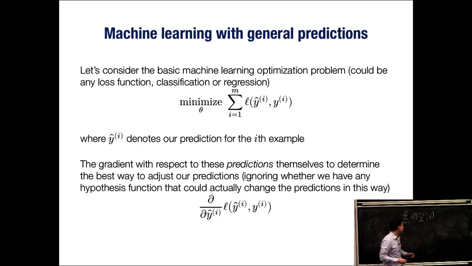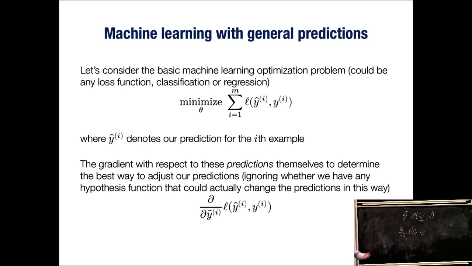All right, so I'm going to consider this gradient, the gradient with respect to my prediction of the loss of my prediction and my example. Now, key point here: there is no reason to believe that I can actually find a hypothesis function that is able to adjust my predictions in that manner.